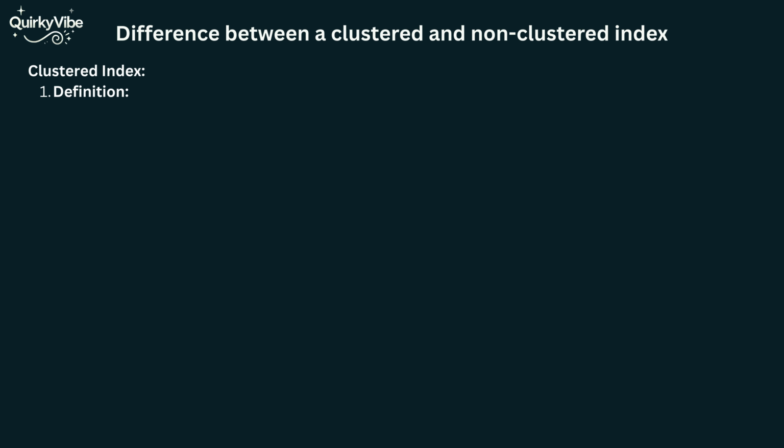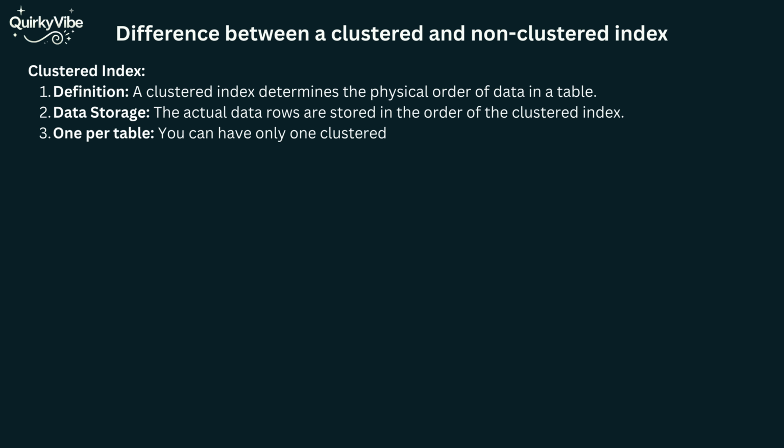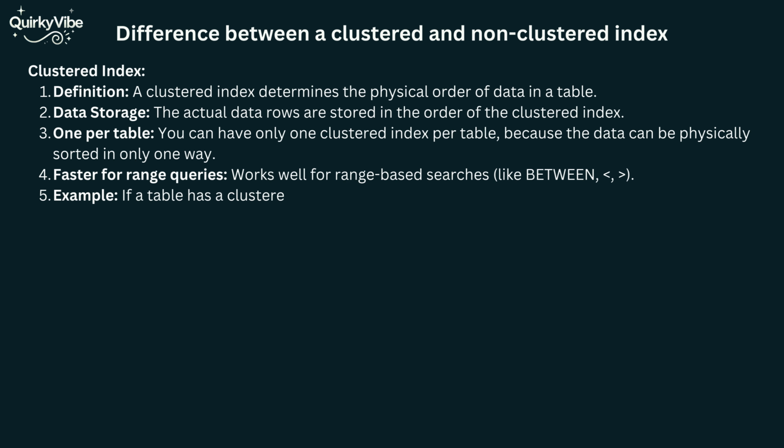A clustered index is when the actual data in the table is stored in a sorted order, based on that index. Imagine a file cabinet where all files are arranged by employee ID. That's what a clustered index does. You can have only one clustered index in a table, because the data can only be sorted one way. It's great for range queries, like finding all employees between two ID numbers.